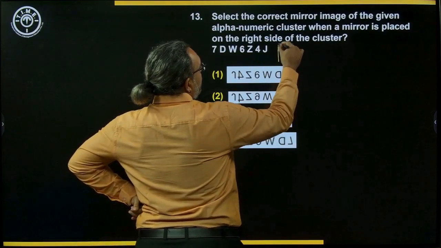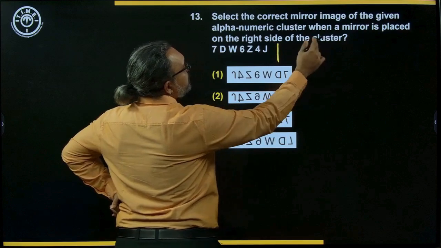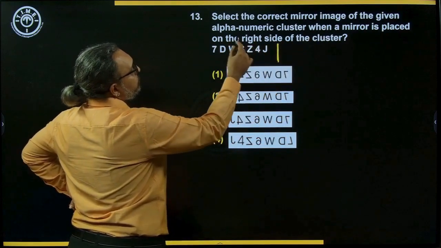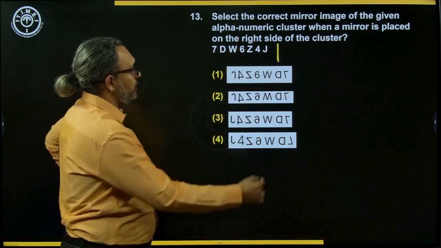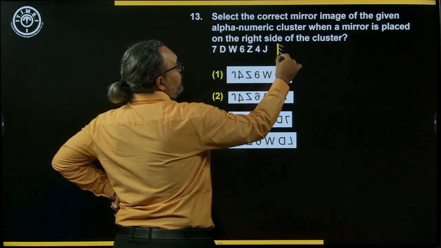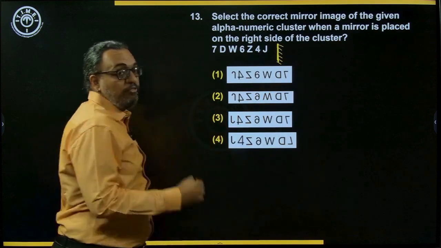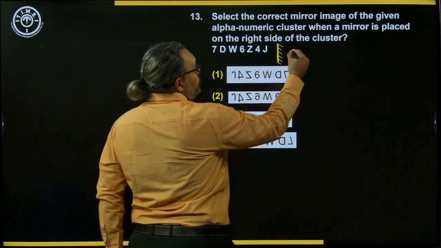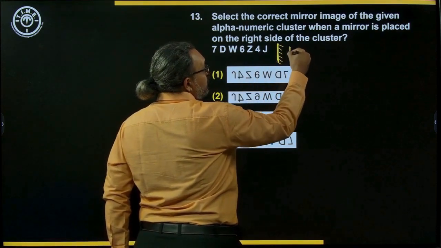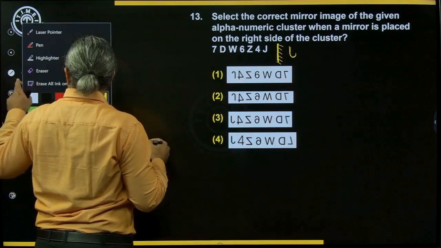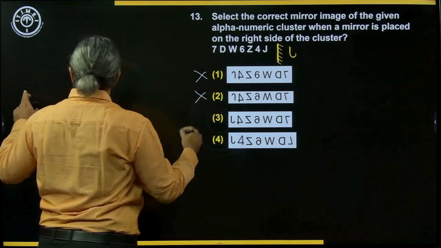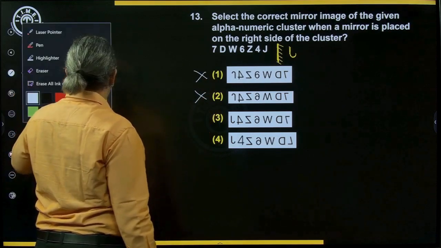So what will be the mirror that you are going to get? Because again he said, select the correct mirror image of the given alphanumeric cluster when a mirror is placed on the right side. So you need to know where the mirror is to be placed, then only we can consider. So J will be like this. Correct? So I can remove options 1 and 2 with that itself.